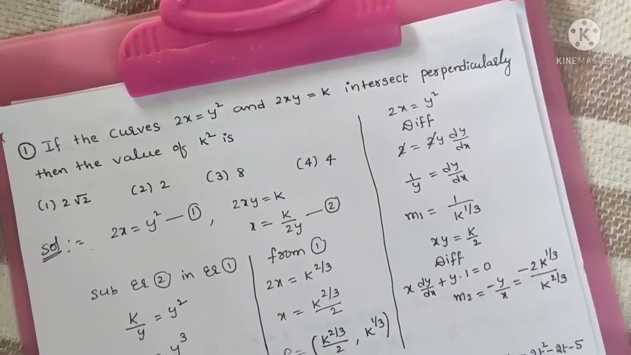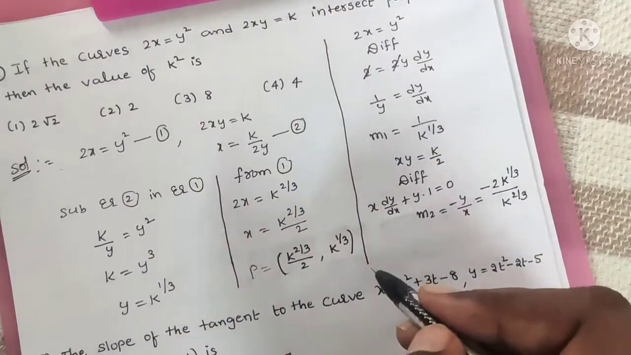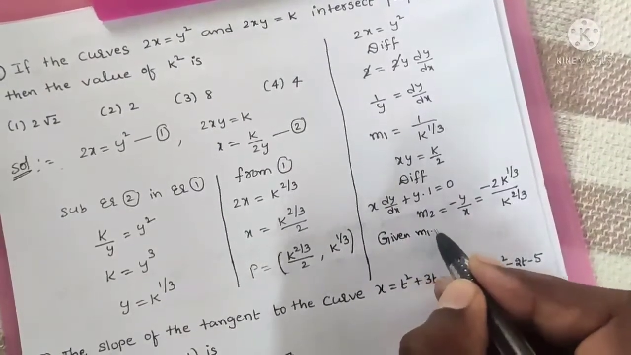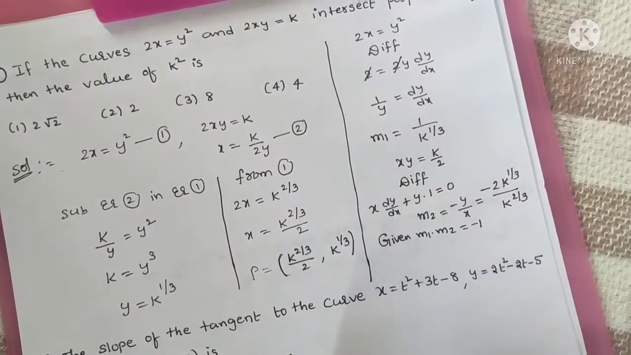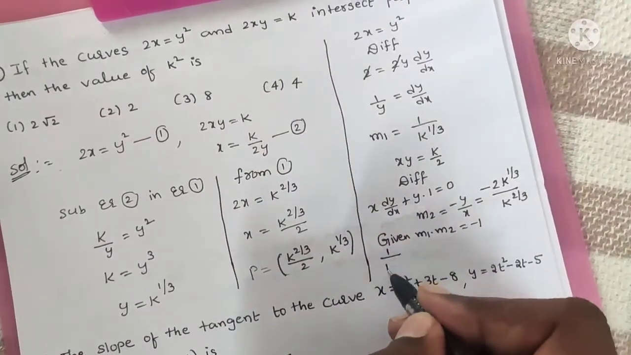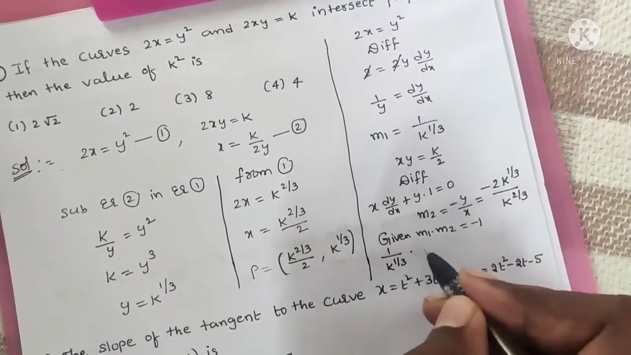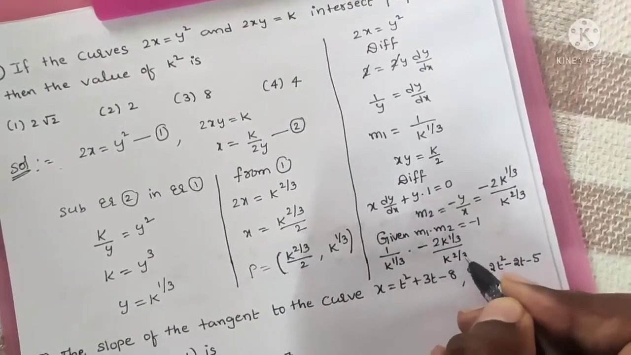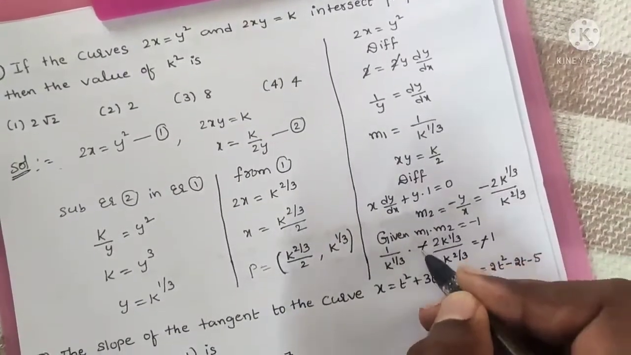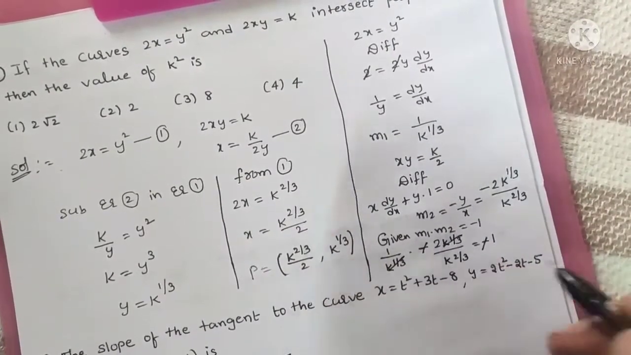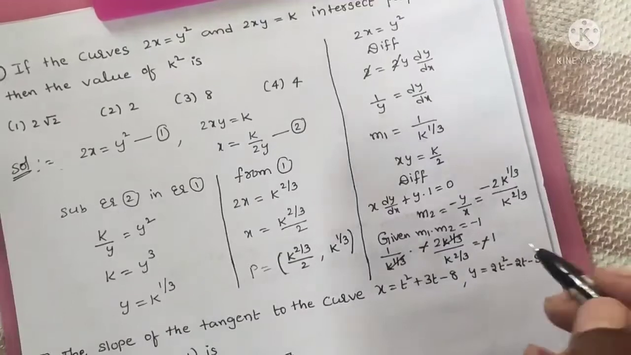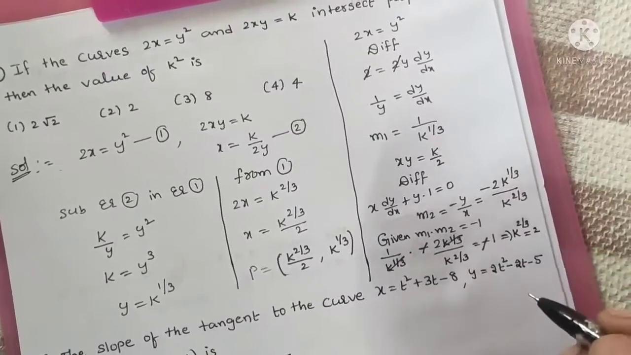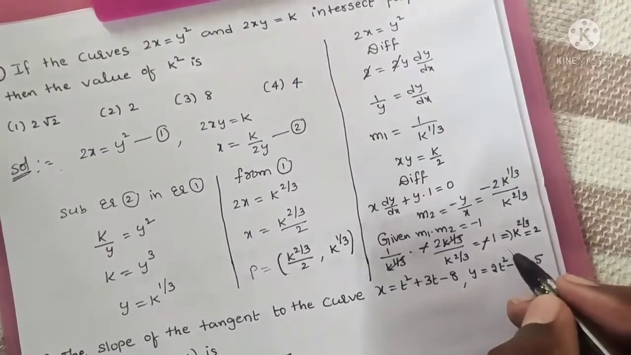Finally, we know m1 and m2. The given condition is perpendicular. Perpendicular condition: m1 into m2 is equal to minus 1. What is m1? 1 by k power 1 by 3. m2 is minus 2 k power 1 by 3 by k power 2 by 3, and the product is equal to minus 1. Both sides, minus minus cancel. K power 1 by 3, k power 1 by 3 cancel. Then finally we get the answer: k power 2 by 3 is equal to 2. But we require k square, so cube on both sides.